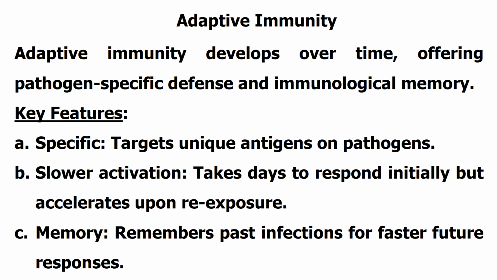It is the turn of adaptive immunity. This is a type of immunity that develops over time. It offers specific defense and immunological memory. The key features of this type of adaptive immunity, or another word for it, acquired immunity: they are specific, they are slower to activate, and they are retained in memory by the body cells, in case of repeated or future infection.